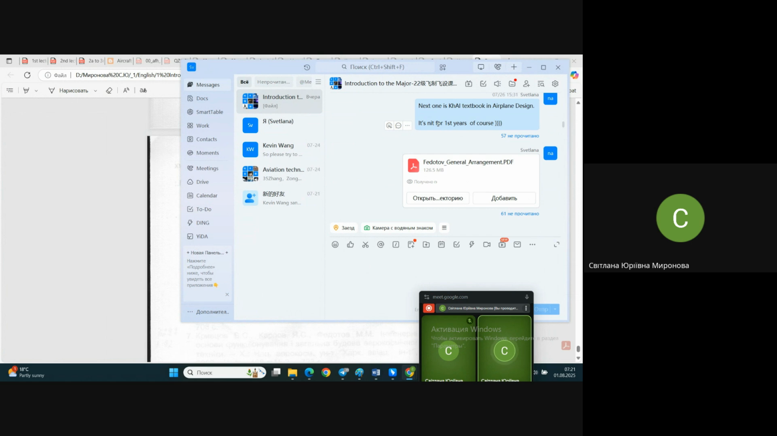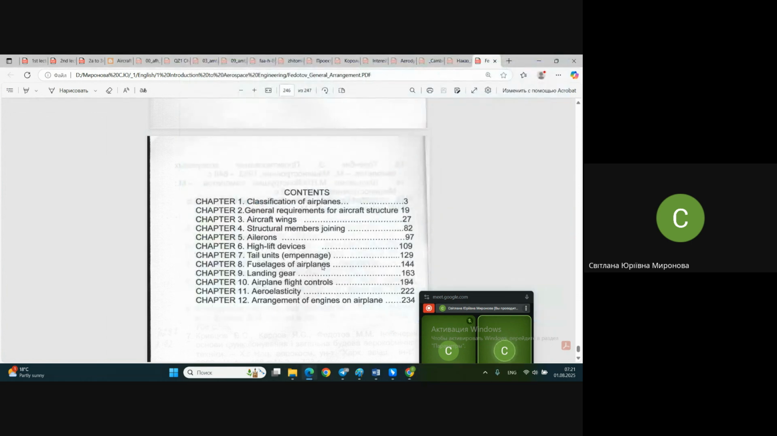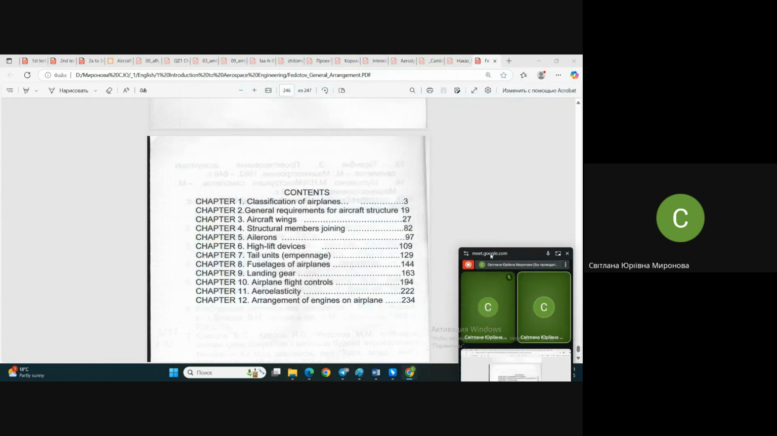Yes, for first years it's a bit more complicated because it's for students of third year of our specialty, of our major. As far as I know, it's for third years. But in this book, it's possible to find things at the beginning. I have opened it already. Here is the content of the book, you see.